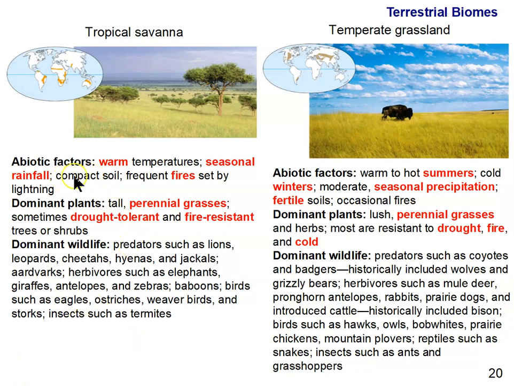It also mentions here compact soils for the tropical savanna and fertile soils for the temperate grassland. Fertile means there's a lot of nutrients. That's true also for the tropical savanna. They both have fertile soils. Compact just means it's really stomped down, not easy to dig up.